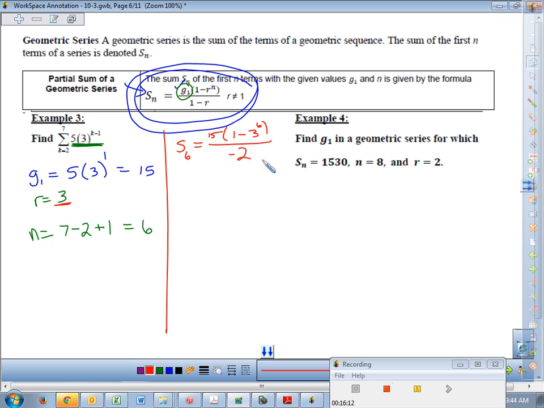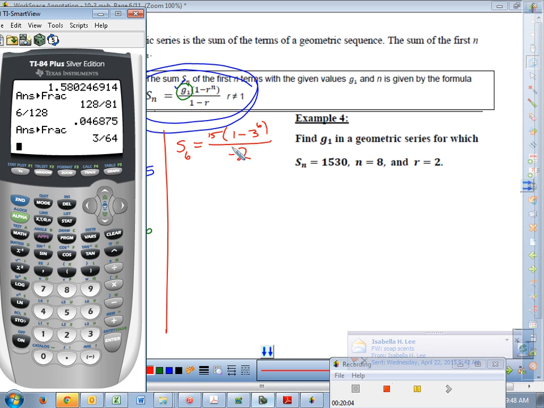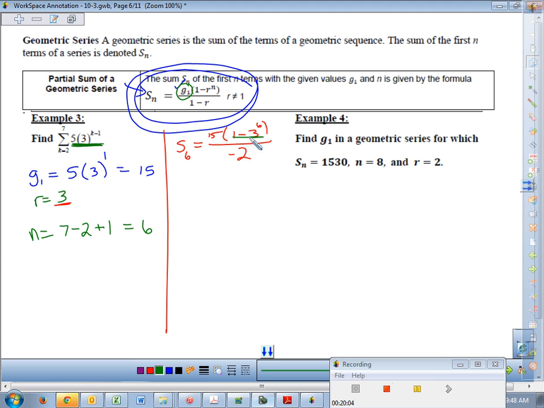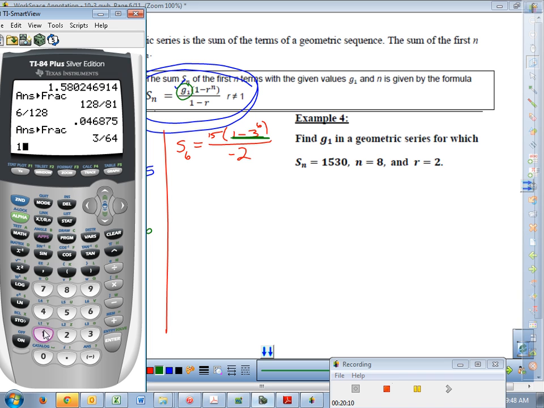I want to slow down because that's a weird formula. Are we okay with everything that we put in there? Let's figure out this numerator first. Here's how I rock it out. Let me grab my calculator. I do the order of operations. Let's figure this part out first: 1 minus 3 to the 6. Did you get that number? Yes or no? I just typed in 1 minus 3 to the 6.